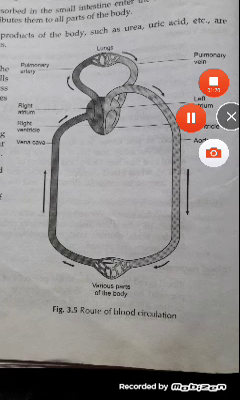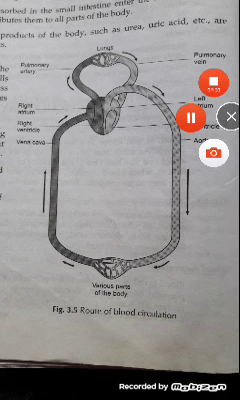Next is transport of nutrients. Many nutrients are absorbed in the small intestine. They enter the blood capillaries from there, and blood carries these nutrients and distributes them to all parts of the body. So in this way, nutrients are also carried and distributed uniformly throughout the body by blood.